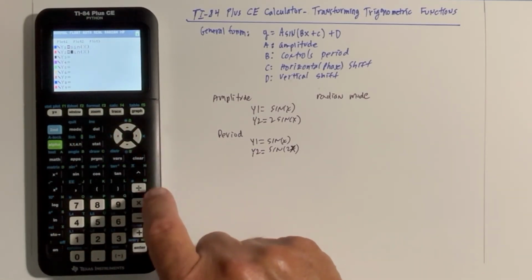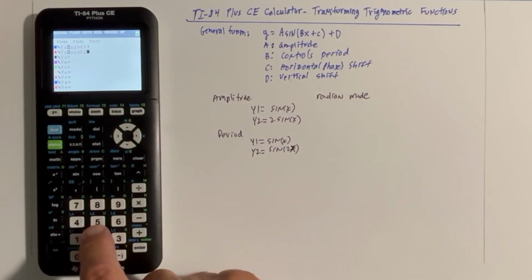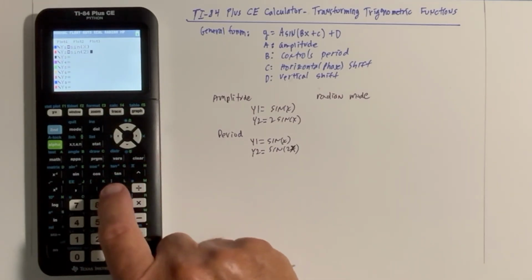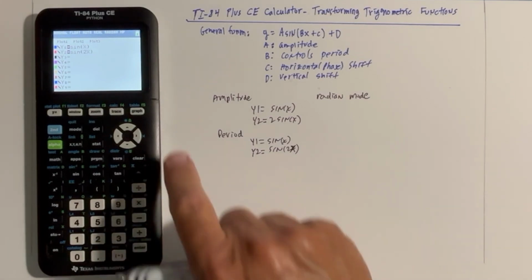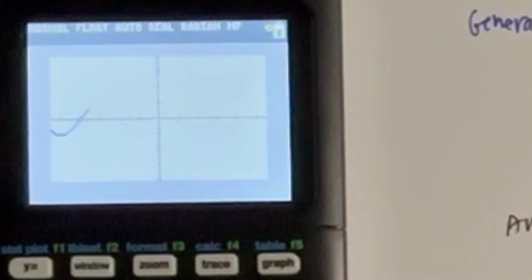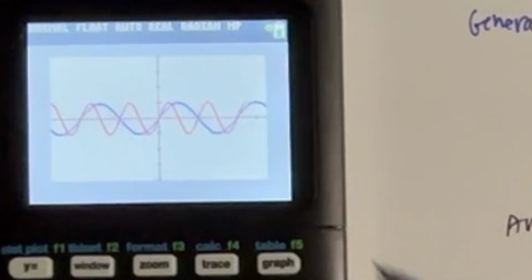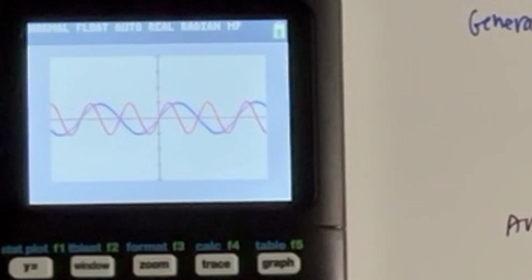Okay. Arrow over, and we want to add in a 2x. Close the parent, and we are in radian mode. Okay, let's graph that. Okay, there's the original sine x in blue. Now we see the red. It has the same amplitude because we didn't change the amplitude.